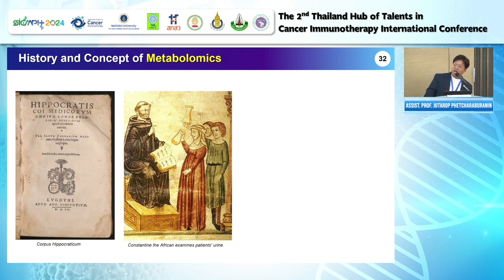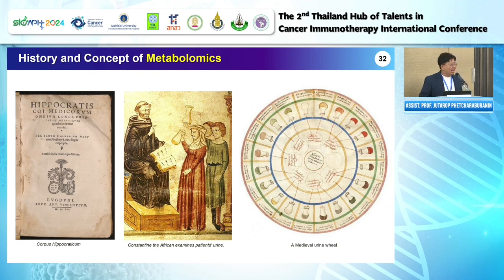So this is just an old painting from a wall in a cave from the past, and you can see that patients came in with a jar of urine, and then doctors during those days needed to observe the characteristics of the urine, and also smell the urine, and of course taste the urine. So why did they have to test the urine? The reason is that they would like to get as much information as they can in order to construct this kind of pie diagram. It's called the urine wheel, from the medieval time.